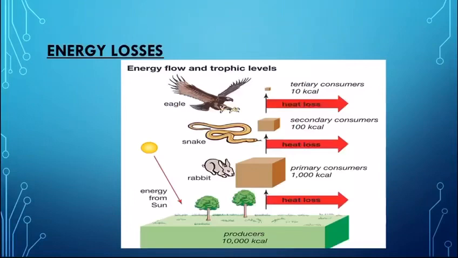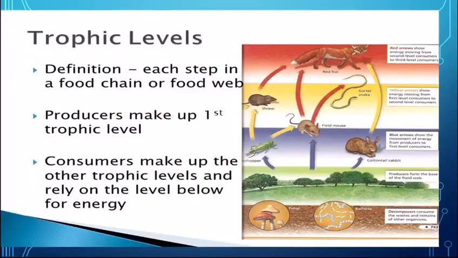That's why we are told to eat plants, fruits and vegetables, especially the green vegetables, because they have the most energy as compared to the chicken, fish, mutton or beef, because these animals are the primary consumers.